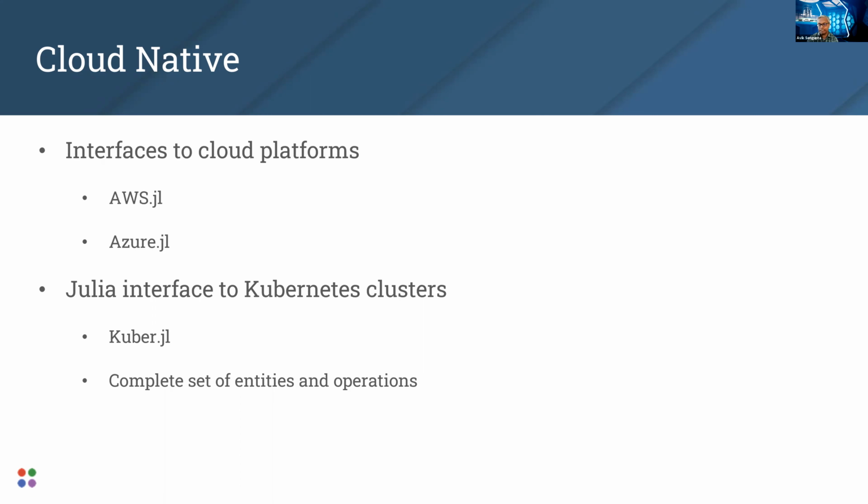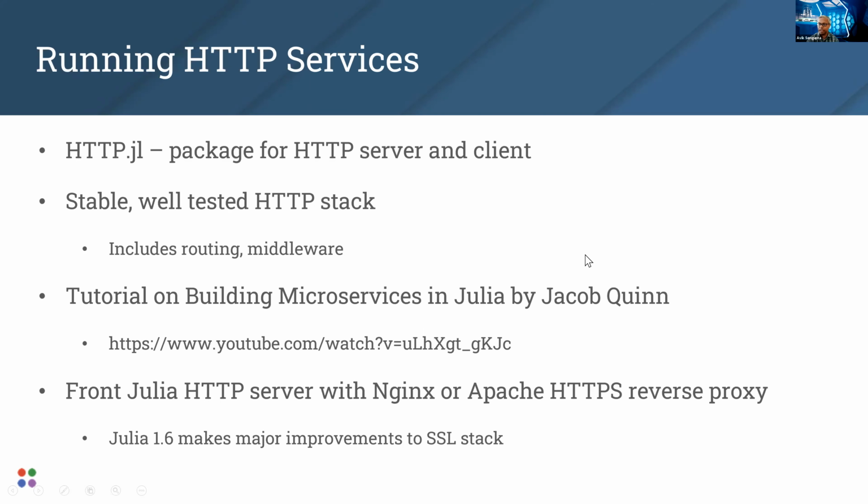We talked about Kubernetes. So if you're running Julia in a Kubernetes cluster, there's a package called Kuber.jl, which has the complete set of Kubernetes APIs and entities. And that again allows you to manage a Kubernetes cluster from within Julia. So both your control plane as well as the code that you're running in the pods can both be Julia, right? So if you're running on the cloud, then there are cloud native solutions to almost every cloud feature that you would want.